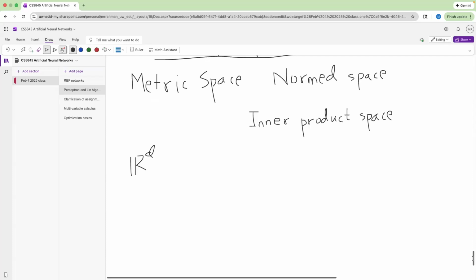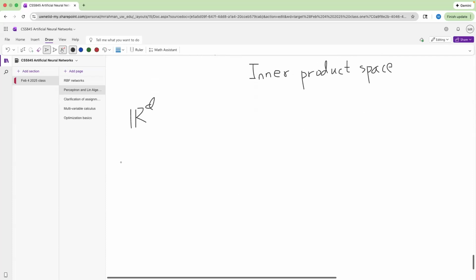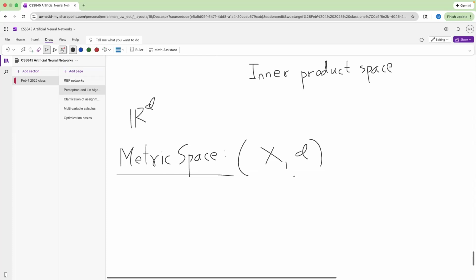Now let's start with the notion of a metric space. A metric space intuitively is a space where you can measure distances, right? And in general, a metric space may not actually be a vector space. Here you would have a set of points, and you have a distance measure, which is a measure of distance between 2 points. And this D function has some properties.